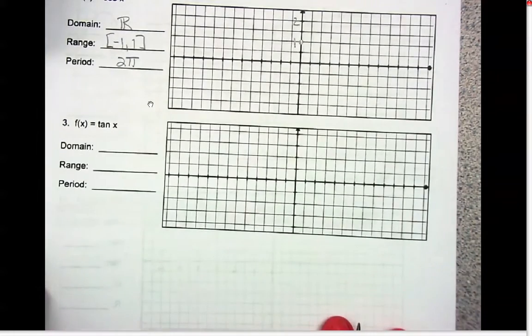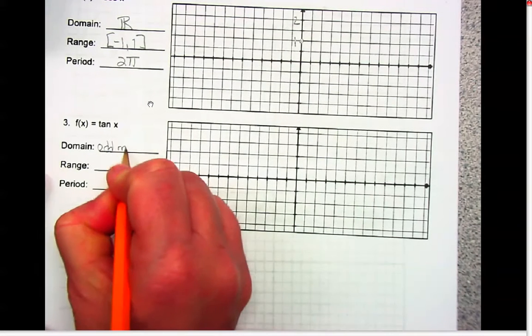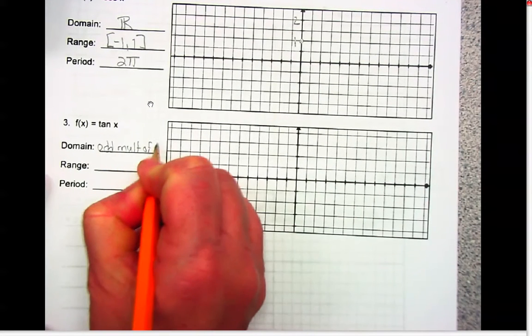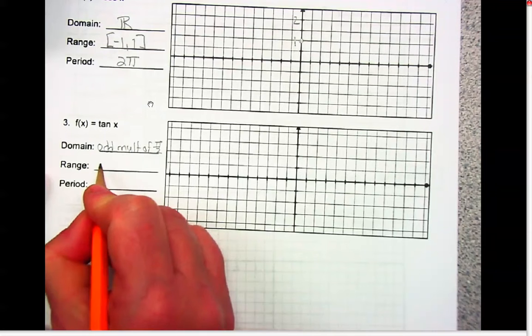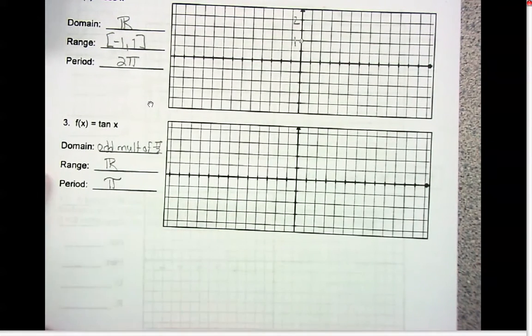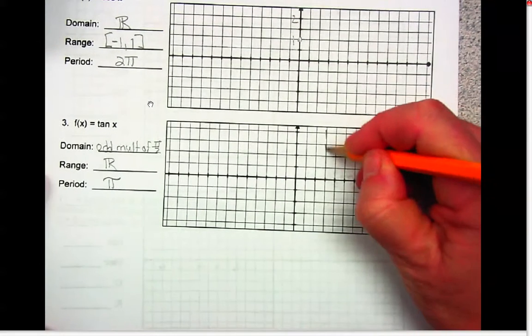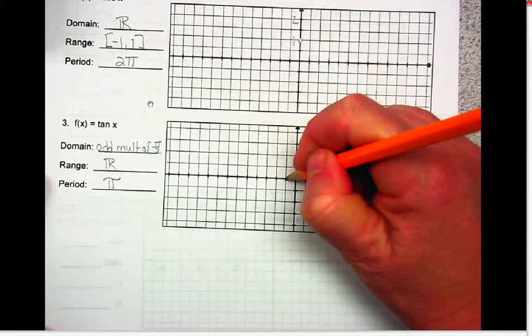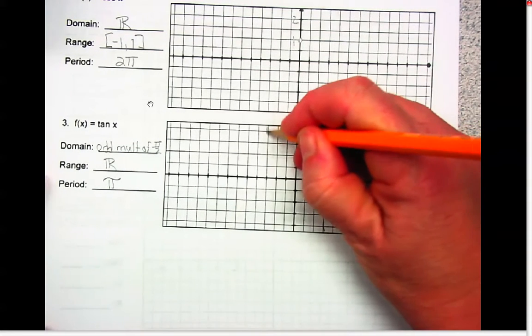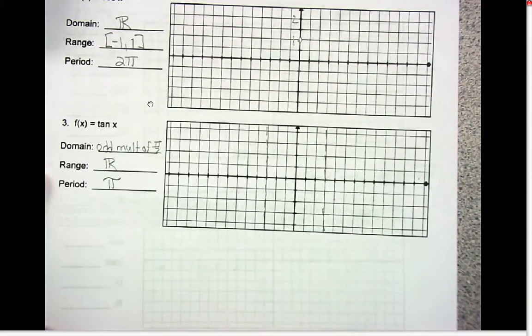Okay, tangent, you're going to need to memorize this one. The domain is odd multiples of pi over 2, and the range is going to be all reals, and the period is pi. Okay, then your tangent has asymptotes, and if you've forgotten this, you need to look it up in your notes, notes 4.1.